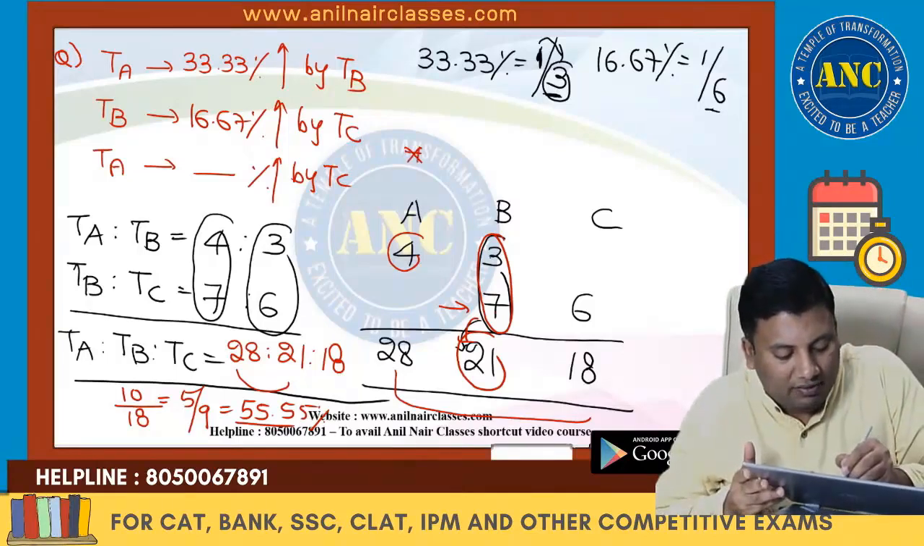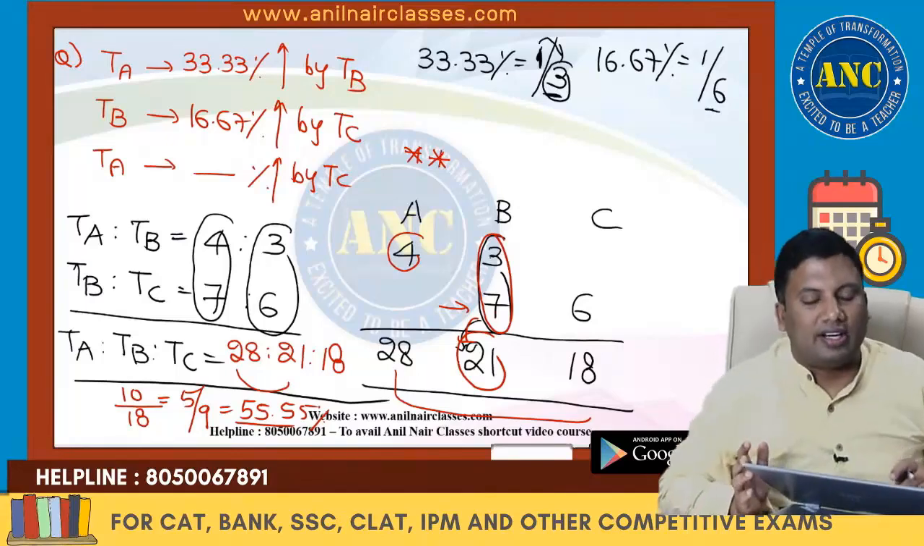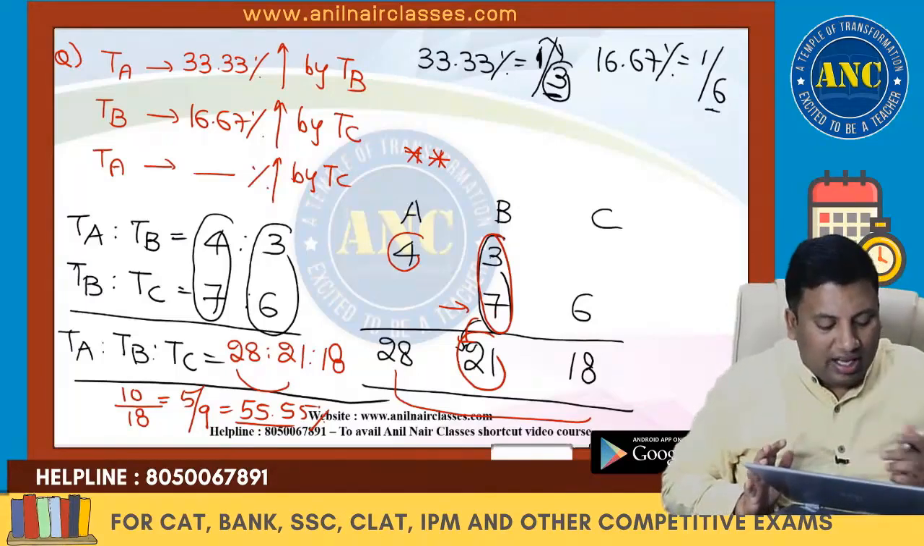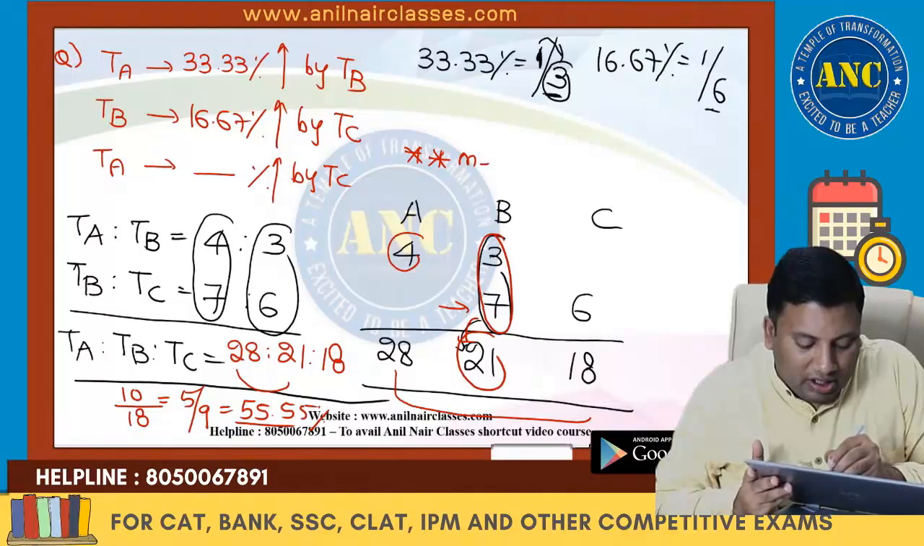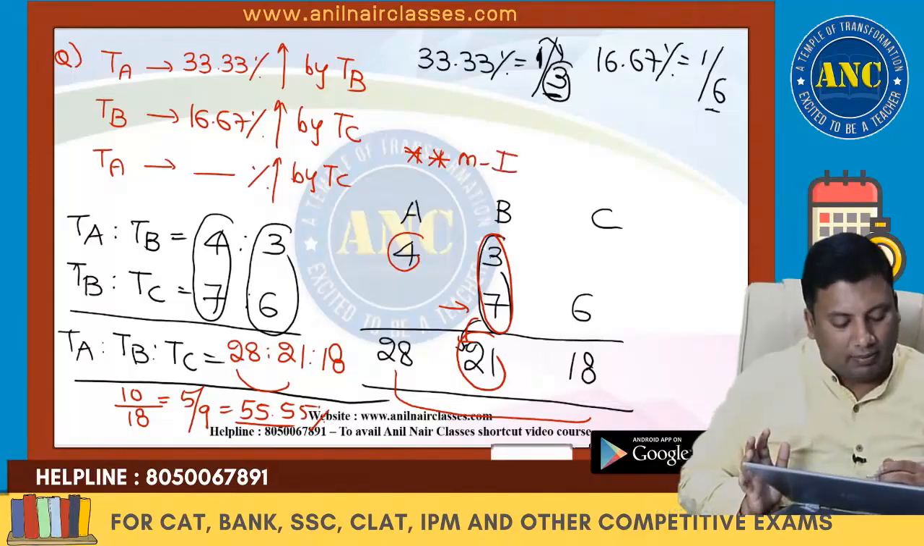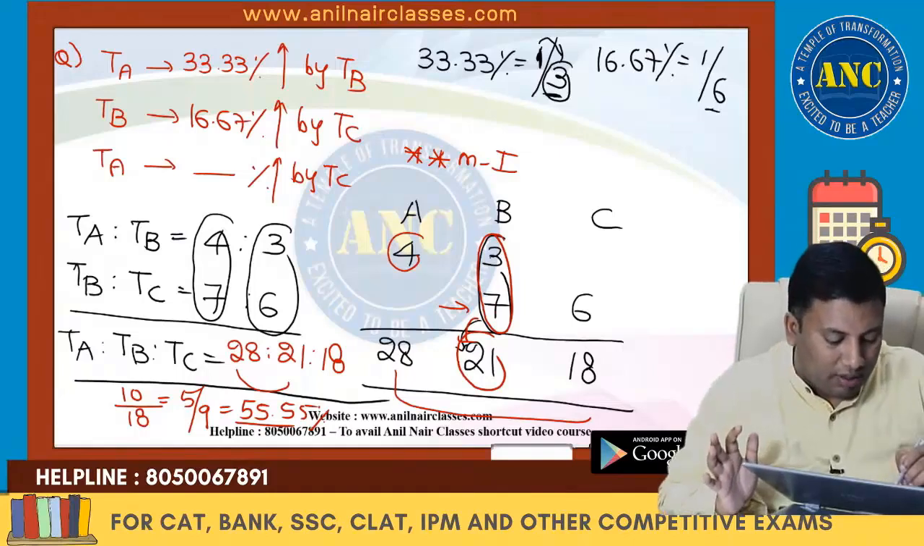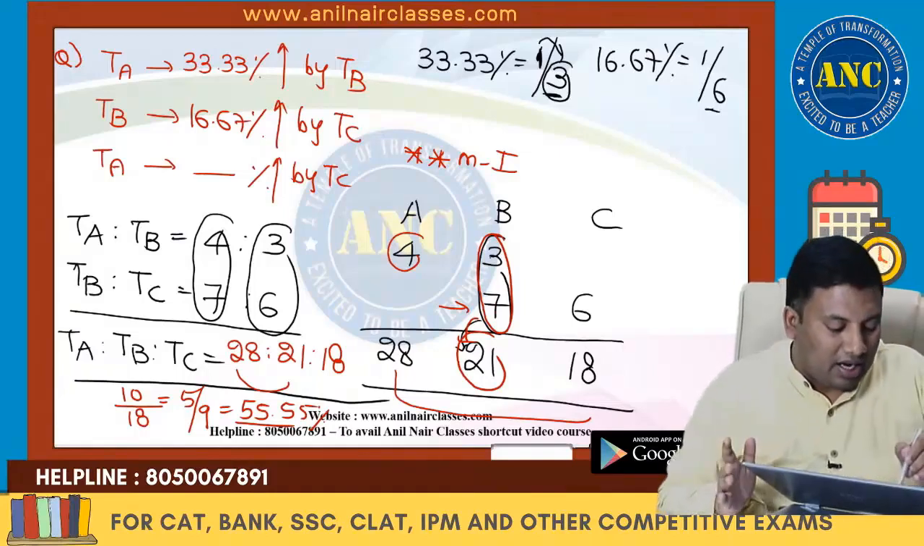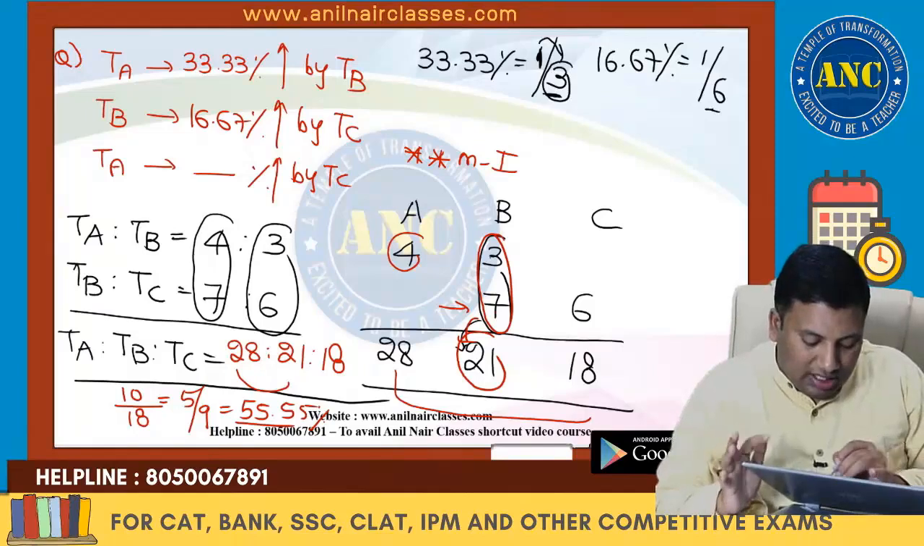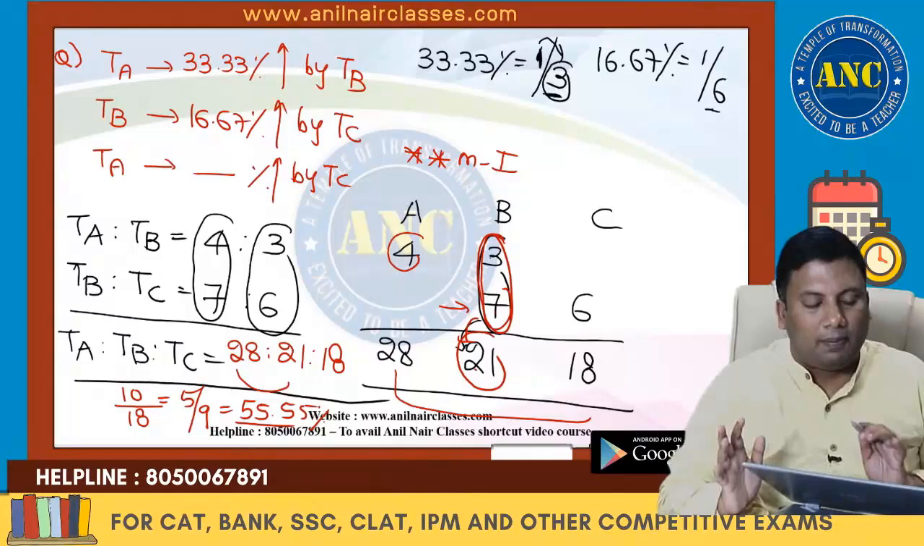This concept I will do 2 examples so that it will be clear to you. 4 is to 3, this is method 1. Method 2 also I will discuss after some time. So 1 by 3, 3 and 1 more, 4 is to 3. 1 by 6, 6 and 1 more, 7. Compound ratio: 4 is to 3, 7 is to 6, 3 7s are 21, multiply by 3, multiply by 7.